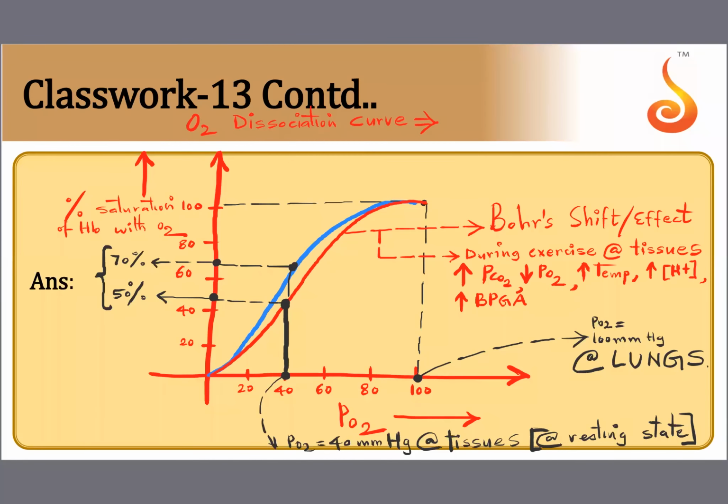Now when you are exercising, 50% is the saturation value. That means 50% are bound to oxygen. They are in love with oxygen. The other 50% decided to throw away oxygen. So you are getting 50% oxygen to your body tissue. This shift to the right is referred to as the Bohr's effect, or the Bohr shift.